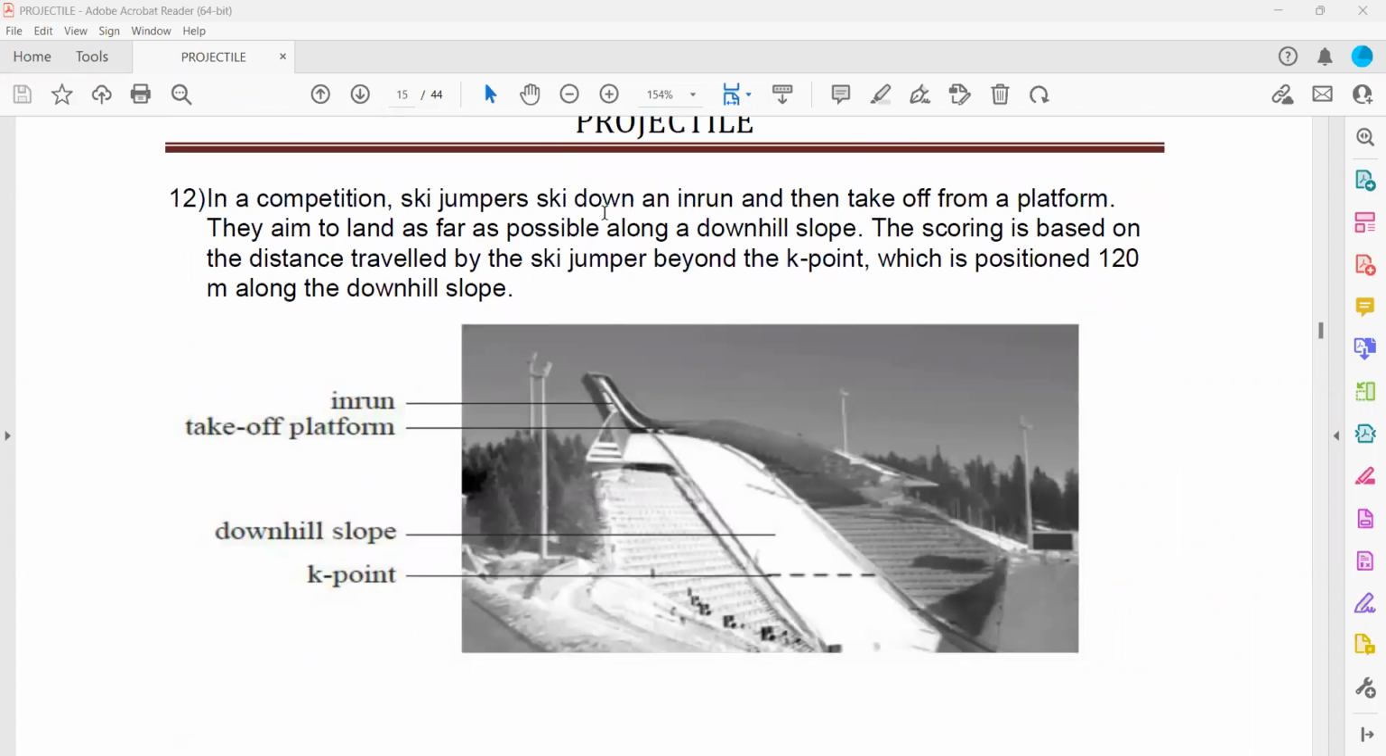In a competition, the ski jumper skis down the in-run and then takes off from the platform. So you can see the platform is there. They aim to land as far as possible along a downhill slope. The scoring is based on the distance traveled by a ski jumper beyond the K point, like how much distance they covered beyond the K point. This is the in-run, then this is the takeoff platform, and then they land on this. So how much distance they covered horizontally beyond this K point, which is position 120 meters along the downhill slope.